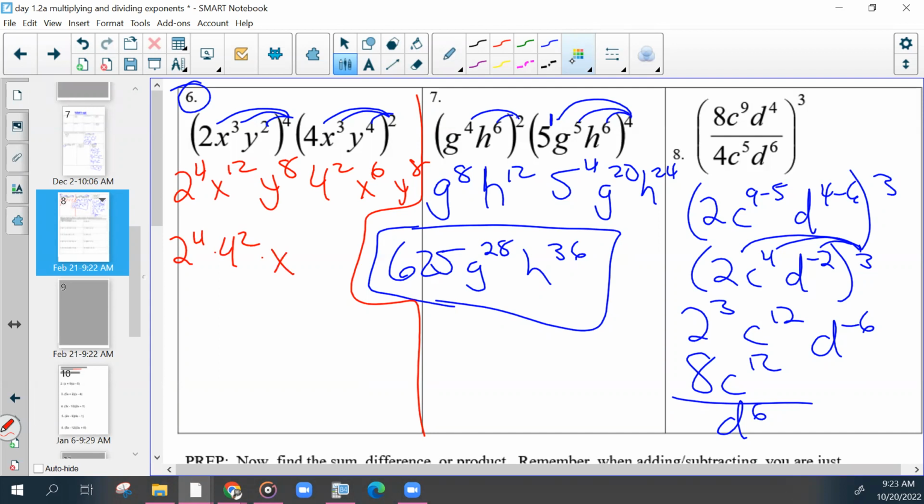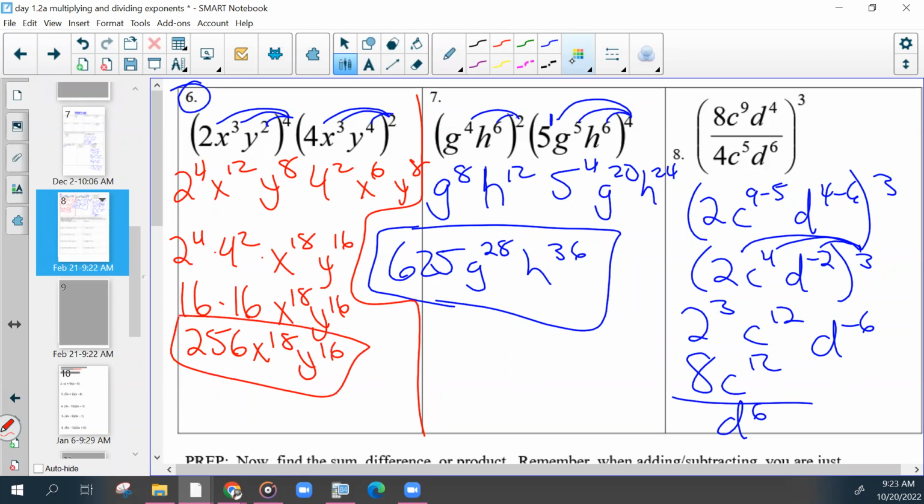So 12 and 6 would give us 18. 8 and 8 would give us 16. 2 to the 4th would give us 16. And we know this is also 16. What is 16 times 16? 256. So the answer is 256, x to the 18th, y to the 16th.